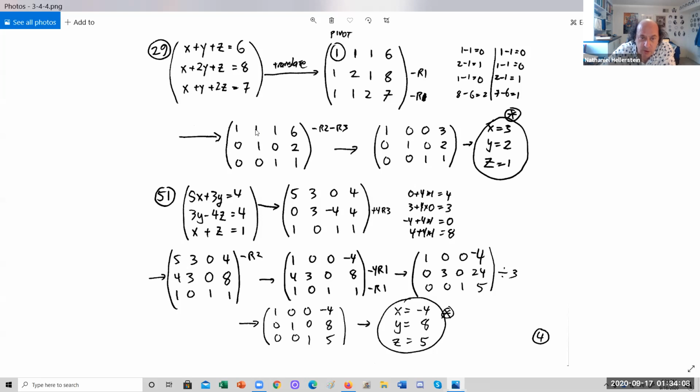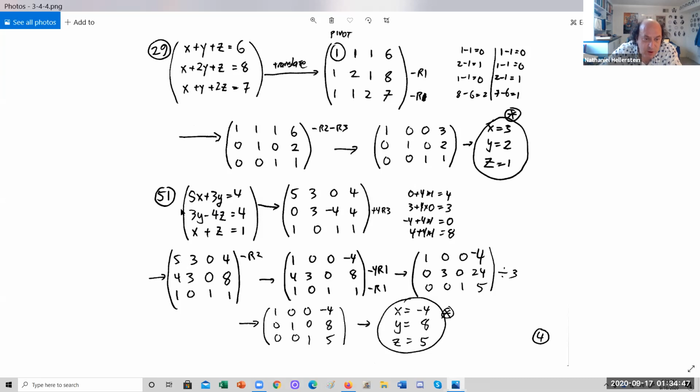And okay, what I'm going to do is eliminate both of these ones by subtracting row 2 and row 3. The zeros here and here won't change it. So here we go. 1 minus 0 is a 1. 1 minus 1 minus 0 is a 0. 1 minus 0 minus 1 is a 0. 6 minus 2 minus 1 is a 3. So we get this matrix. 1 0 0 3, 0 1 0 2, 0 0 1 1. And translating back, that's x equals 3, y equals 2, and z equals 1. 3, 2, 1, that's the solution to this system.